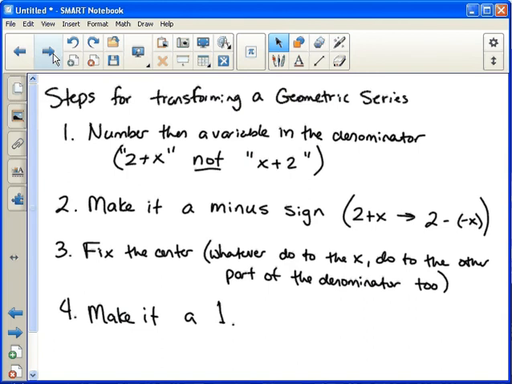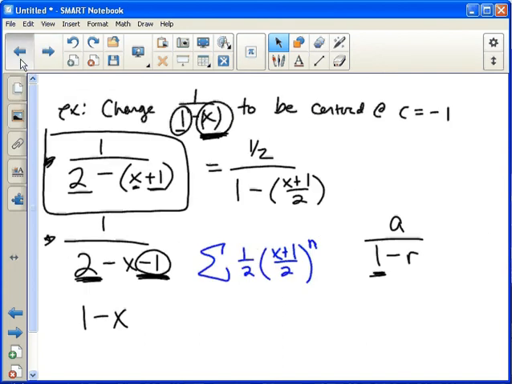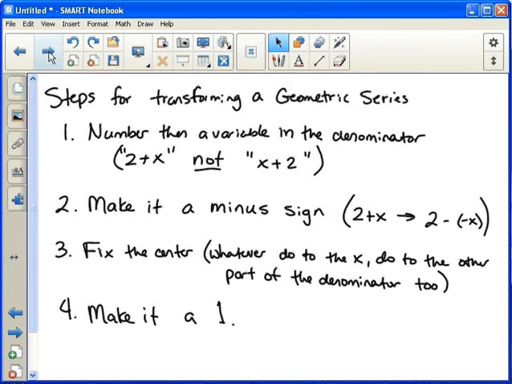The third step is to fix the center, and you saw me do that earlier in this step. And the simple answer is that whatever you do to the x, you'll also have to do to the 1 over here. We added 1 here, so we had to add 1 here. So that will balance it out for you. So fixing the center. And then the fourth step is to make it a 1. You also saw me do that step. We had a 2 where the 1 should be, so we had to divide everything by 2. So whatever is there, you need to divide by whatever it will take to make it 1.